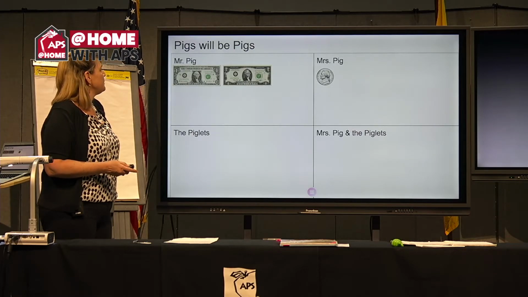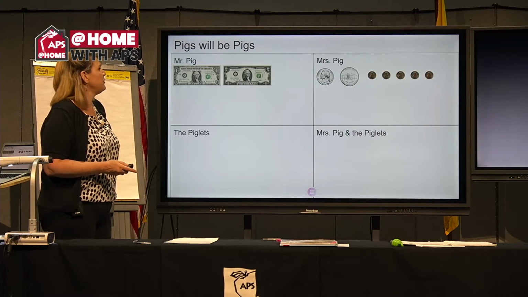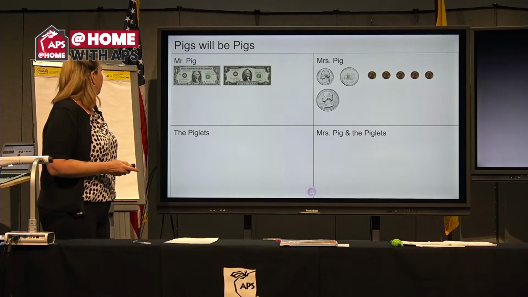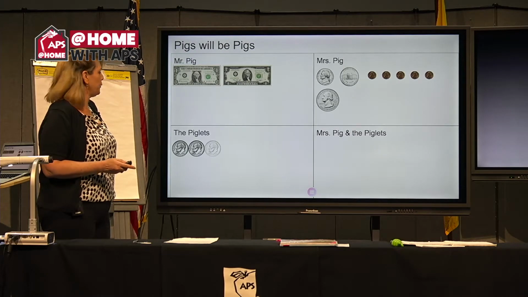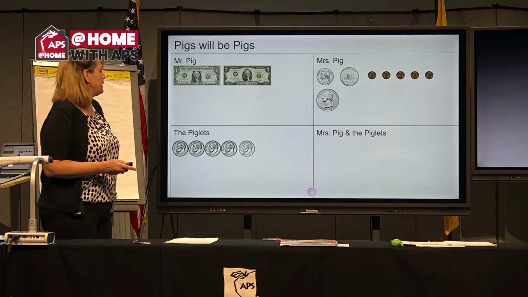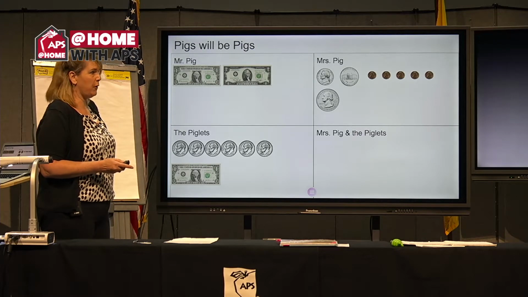And then Mrs. Pig, she was looking around in the bedroom. She found first 2 nickels, then she found 5 pennies, and then she found a quarter, right? And then they went downstairs with the piglets, the piglets were in their room, and they found 6 dimes, 60 cents, right? And then they found a dollar bill that was on their bookshelf.